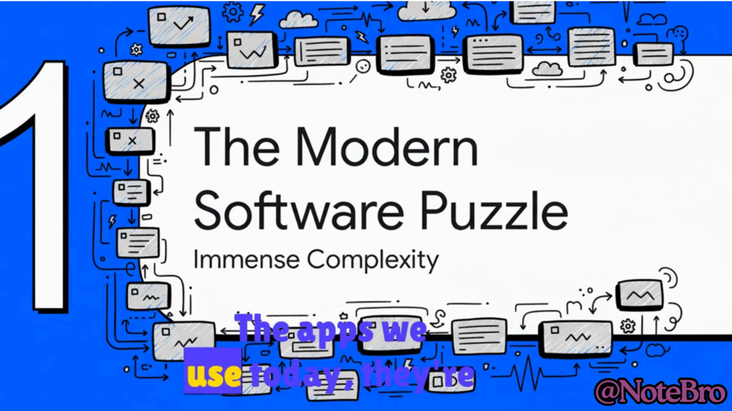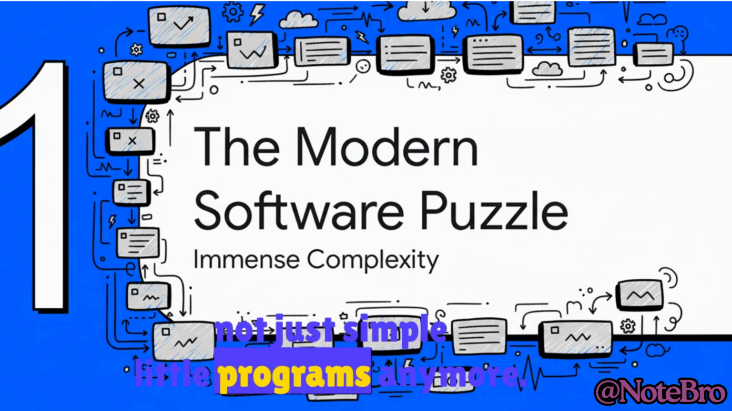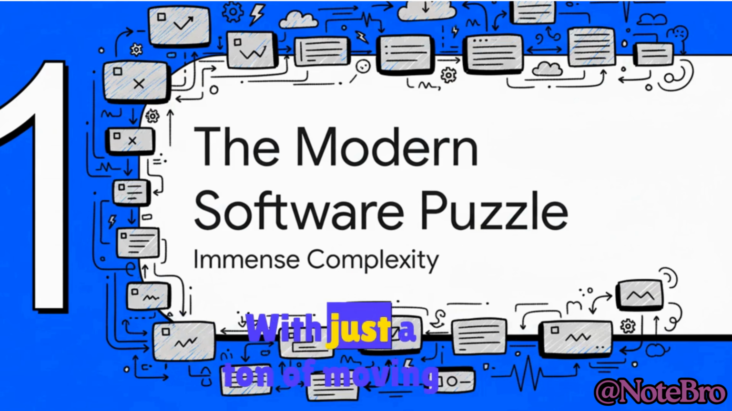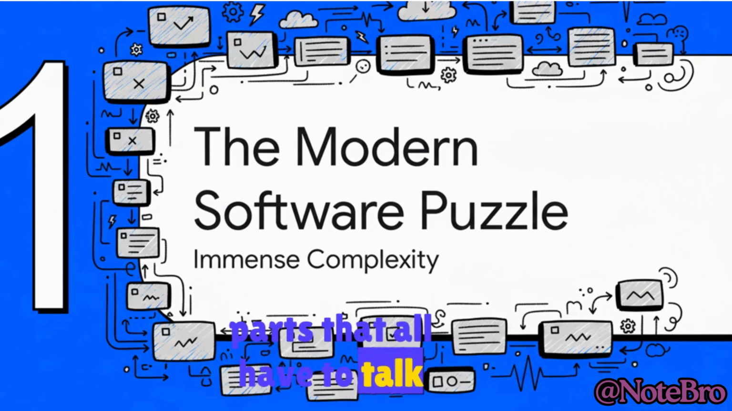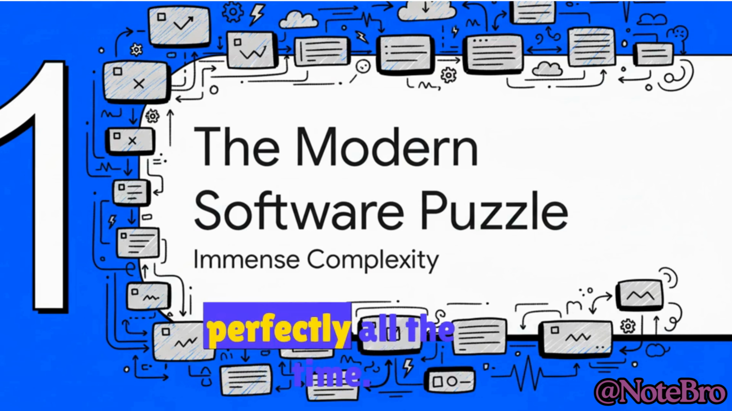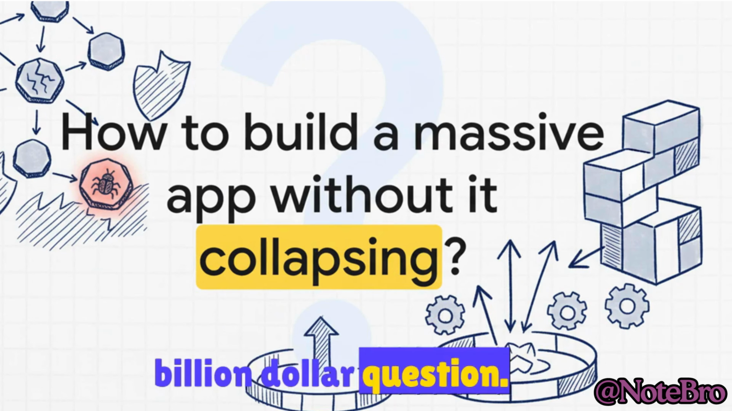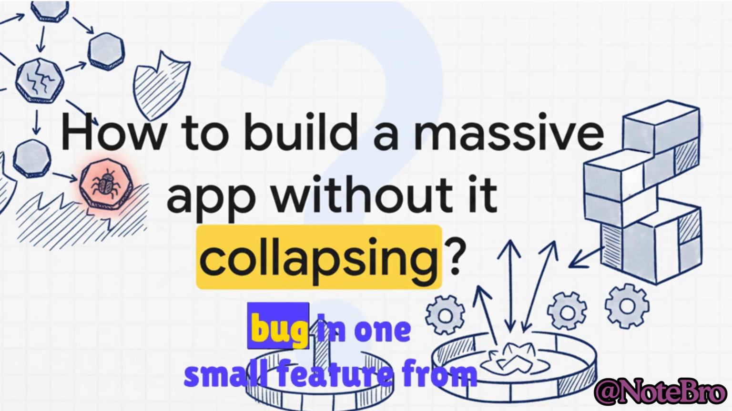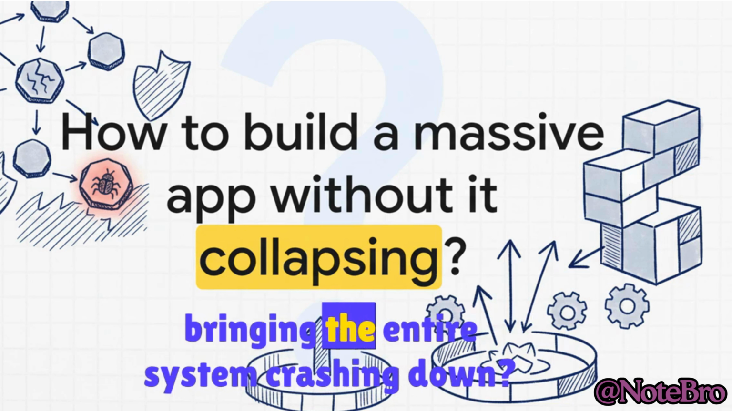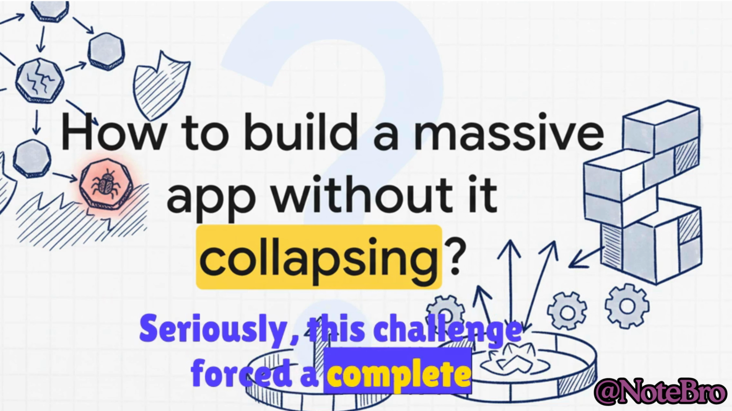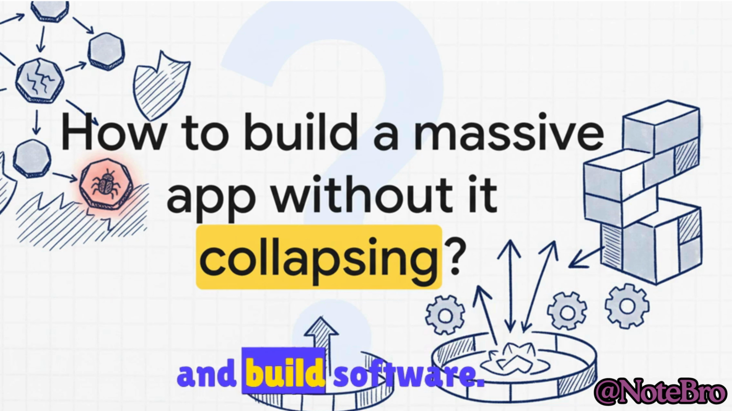The apps we use today, they're not just simple little programs anymore. They are unbelievably complex ecosystems, right? With just a ton of moving parts that all have to talk to each other and work together perfectly all the time. And that, right there, is the billion-dollar question. How do you stop one tiny bug in one small feature from bringing the entire system crashing down? Seriously, this challenge forced a complete revolution in how we think about and build software.